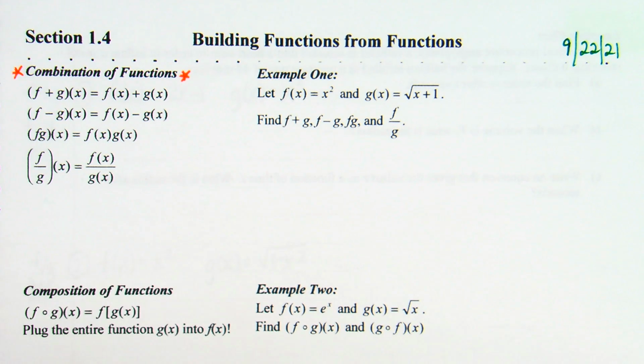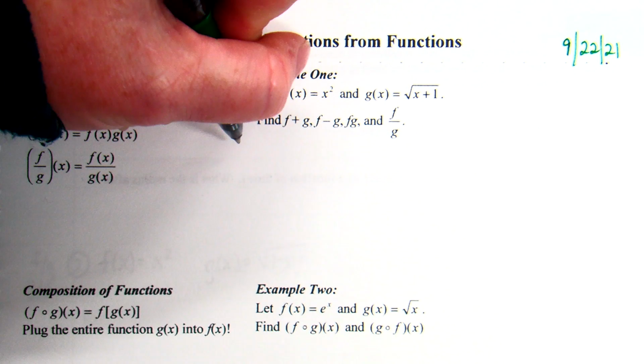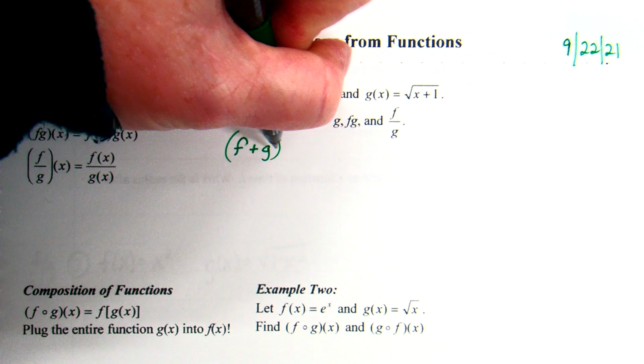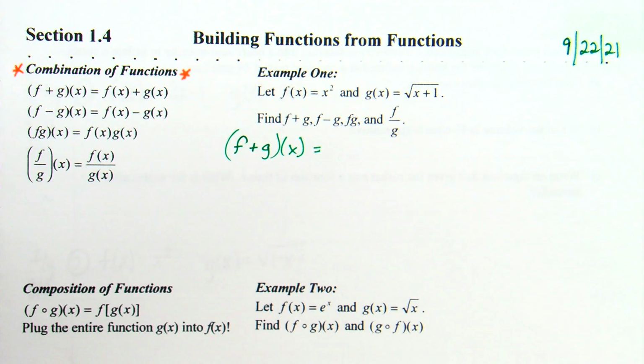So in example 1, it defines f of x as x squared and g of x as the square root of x plus 1. And then they ask us to find 4 different things, right? So let's start with the fact that they ask us to find f plus g. When they ask us to find f plus g, my official notation would be f plus g of x. What are your thoughts about f plus g of x?